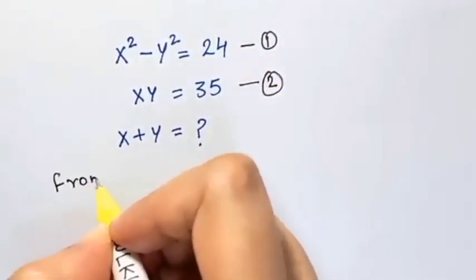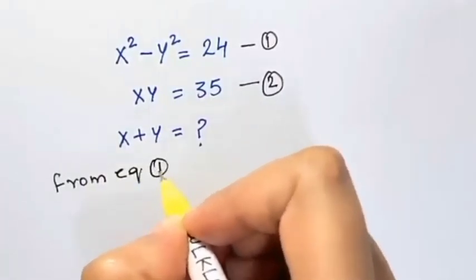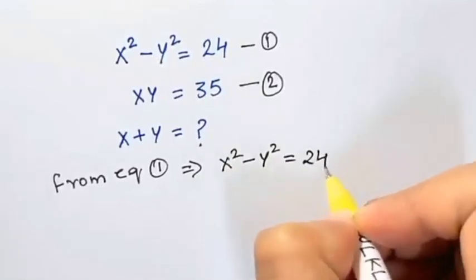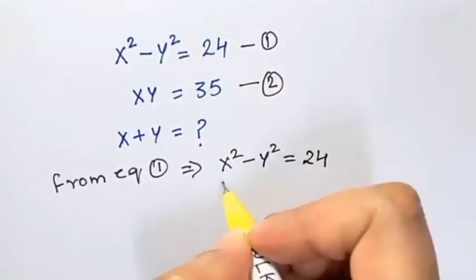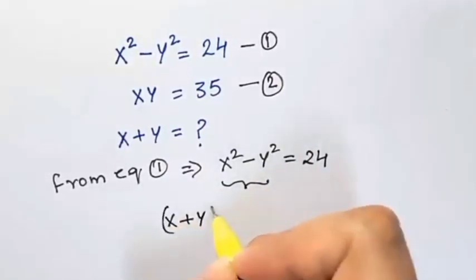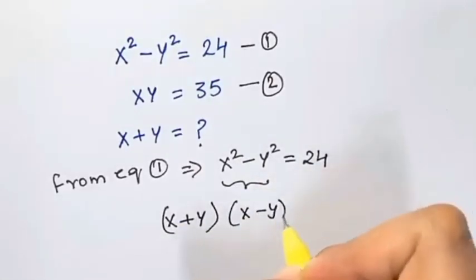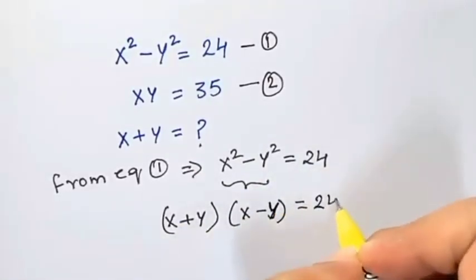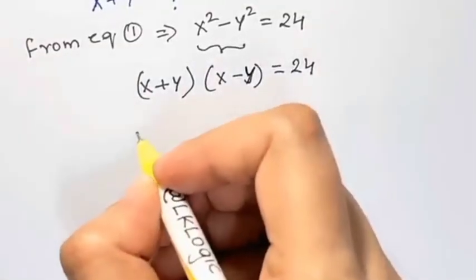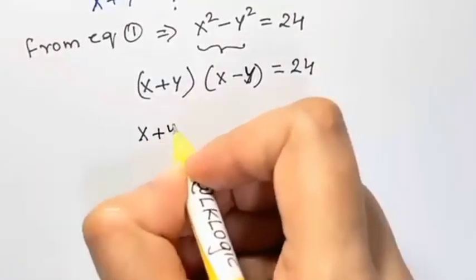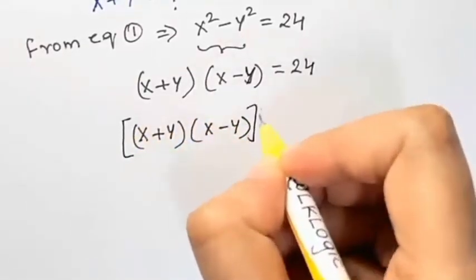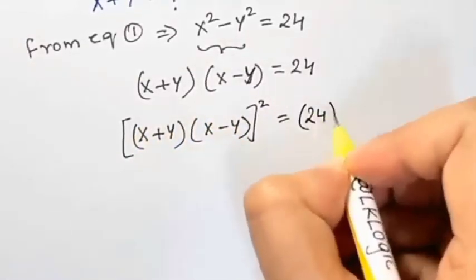From equation 1, x² − y² = 24, and I can expand this using (a + b)(a − b). So that's (x + y)(x − y) = 24. Now I'm going to square both sides. So what do I have when I square both sides? (x + y)(x − y), the whole squared, is equal to 24².